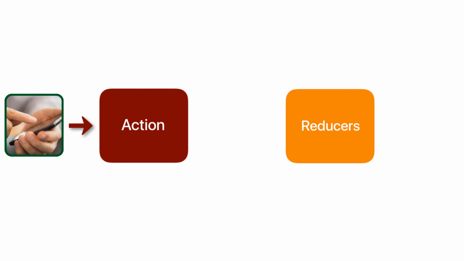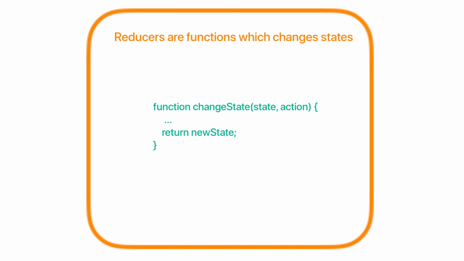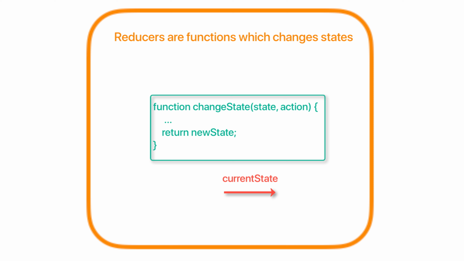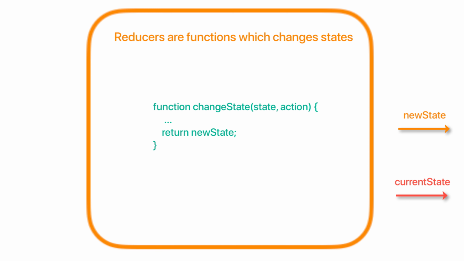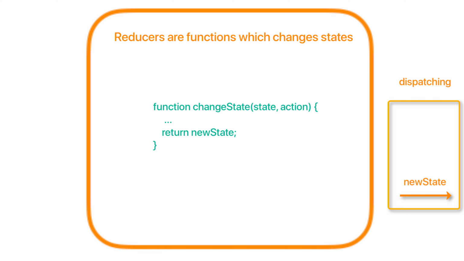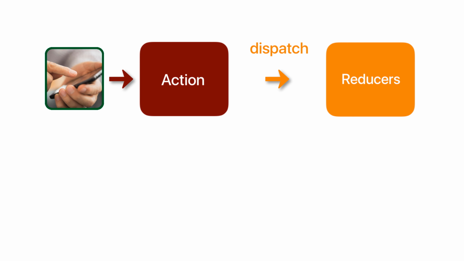The action occurs when the user presses the button in your application, and the action can be dispatched to the reducer. And what is the reducer? Reducers are functions that change the state from the current state to the new state. After we have the new state, we replace the current state with the new state, and this is the dispatching process.